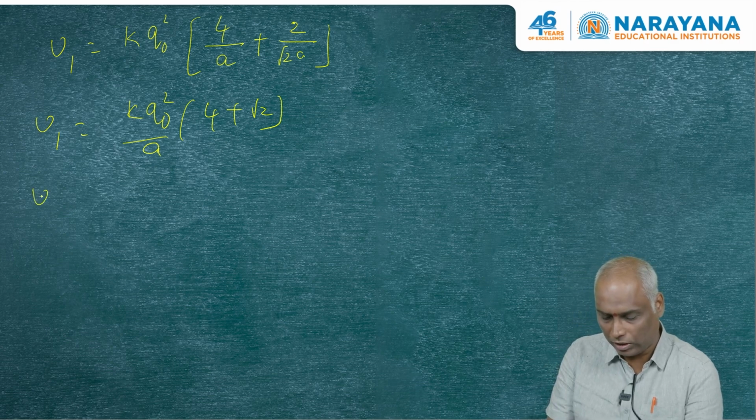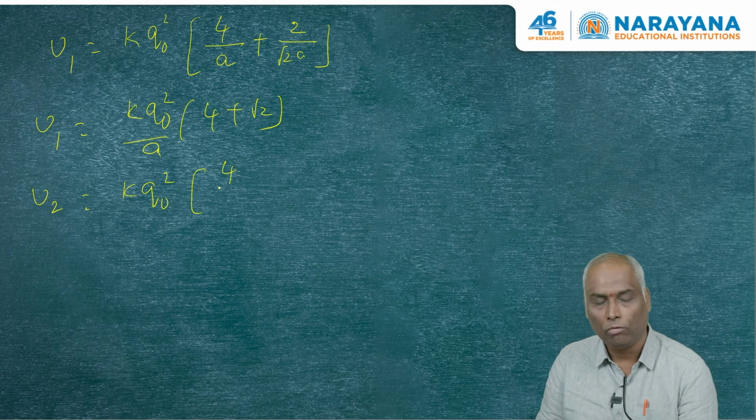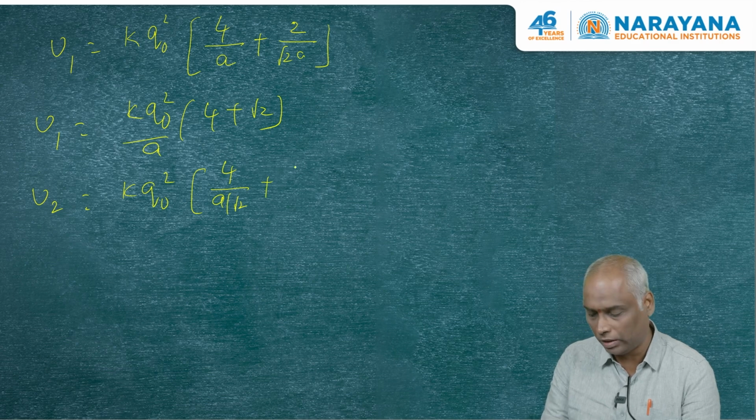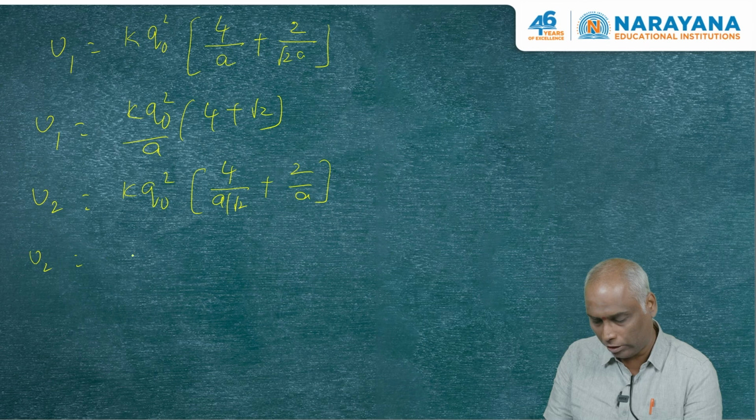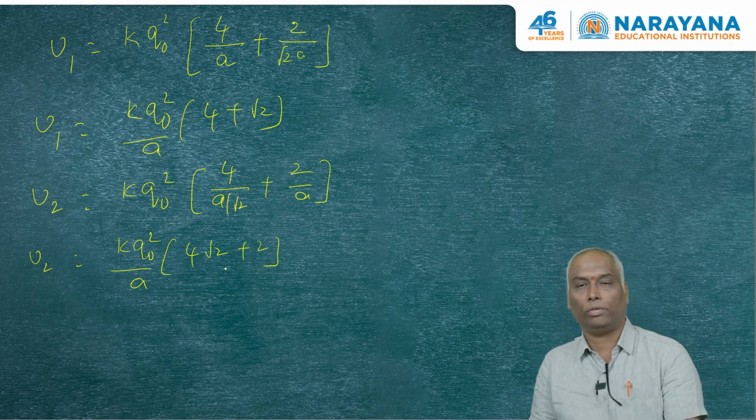Similarly, the interaction energy associated with the second configuration is going to be k q naught square into 4. There are four pairs of charges with a separation of a by root 2, so divided by a by root 2. Next, there are two pairs of charges which are separated by a distance of a. So from this equation, we get u2 equals k q naught square divided by a, taken common, (4 root 2 plus 2). This is the interaction energy for the second configuration.